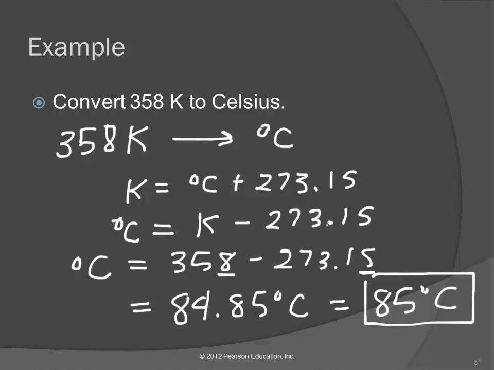Another way to think of this is a Kelvin and a degree Celsius are exactly the same size unit. If we had an uncertainty of plus or minus 1 Kelvin, we should end up with an uncertainty of plus or minus 1 degree Celsius. We're not going to make our number more precise just by changing the units. Okay? Any questions?